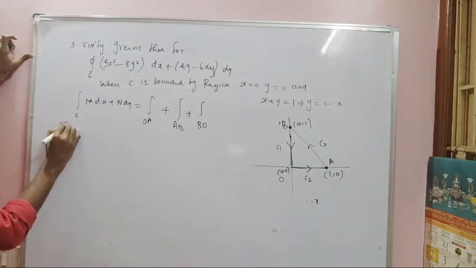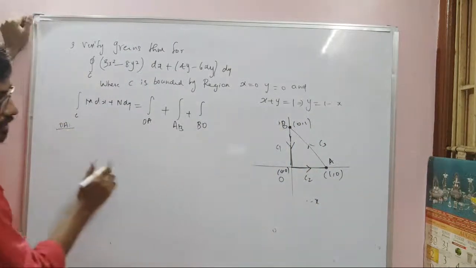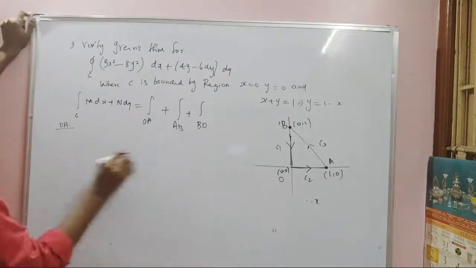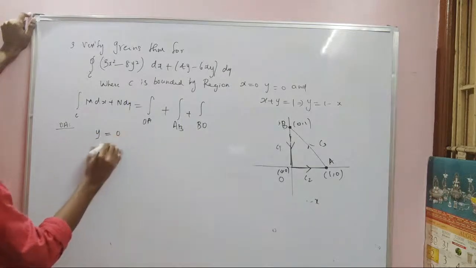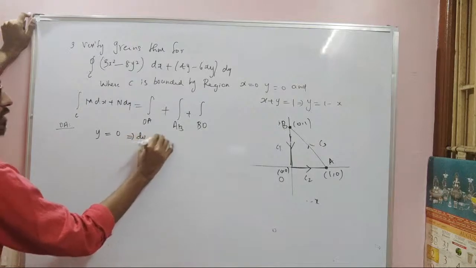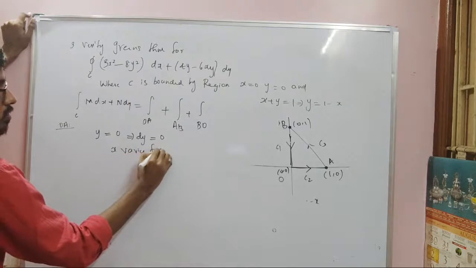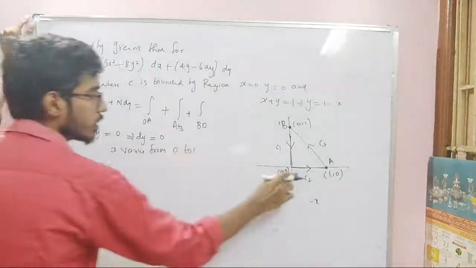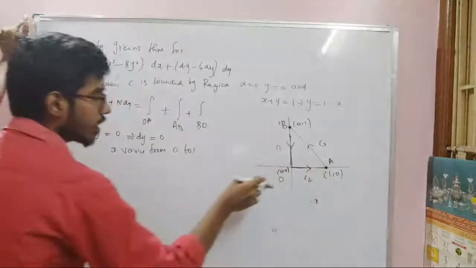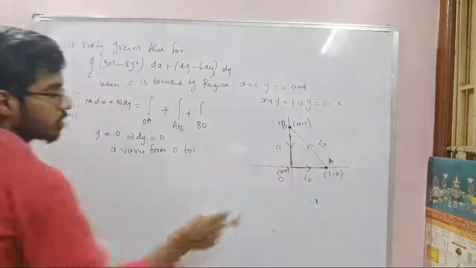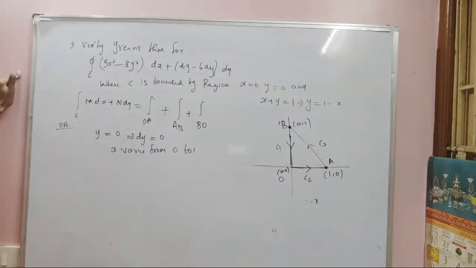So first we will find OA. For OA you can see y is equal to 0, that means dy is equal to 0, and x varies from 0 to 1. Or else you can also use the equation y is equal to 0, with x varying from 0 to 1.